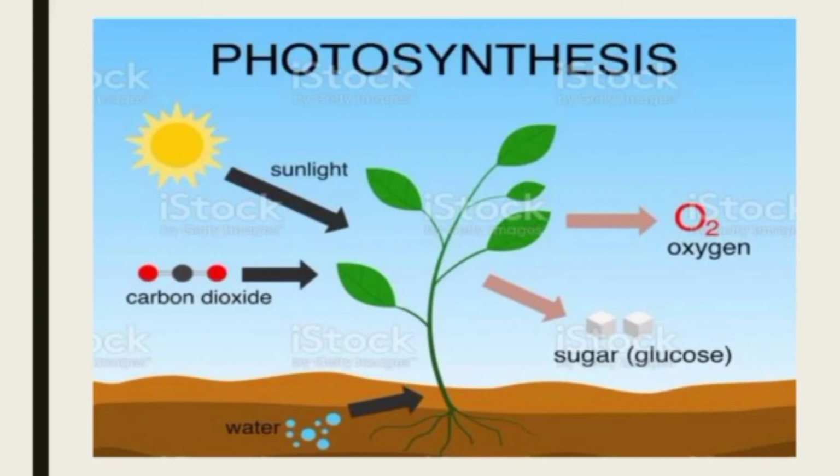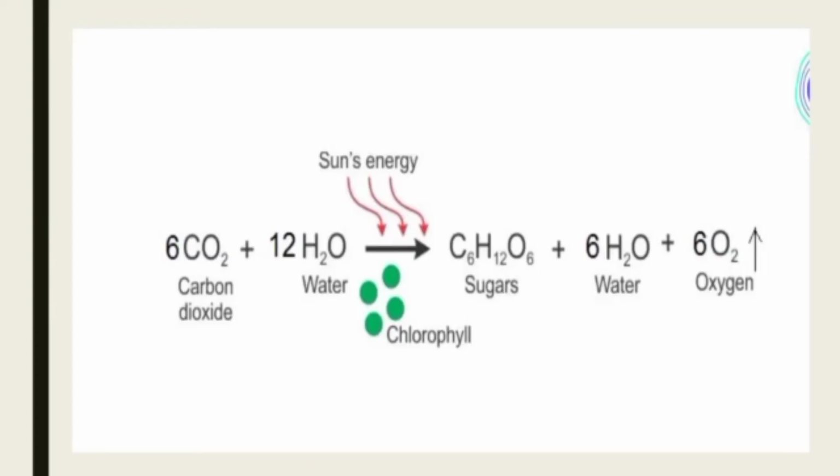Light energy is absorbed by chlorophyll present in the chloroplast, in palisade and spongy mesophyll of leaves. For the formation of one glucose molecule, 6 molecules of carbon dioxide combine with 12 molecules of water. Sunlight is absorbed by chlorophyll. At the end of photosynthesis, 6 molecules of water and oxygen are also produced.